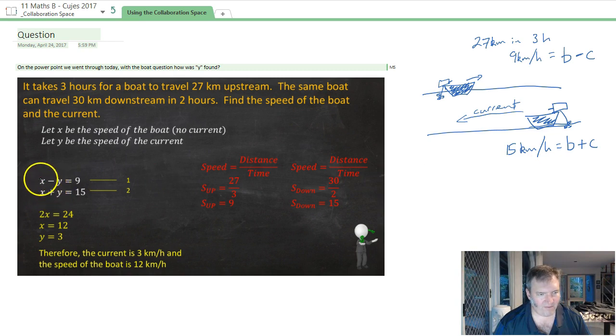Add them together for elimination. You've got 2x equals 24. Divide by 2. X is 12. The question: where does the y come from? Well, once I know that x was 12, I just substitute it into either of the original equations, and you should be able to see that y would equal 3 to make them true.